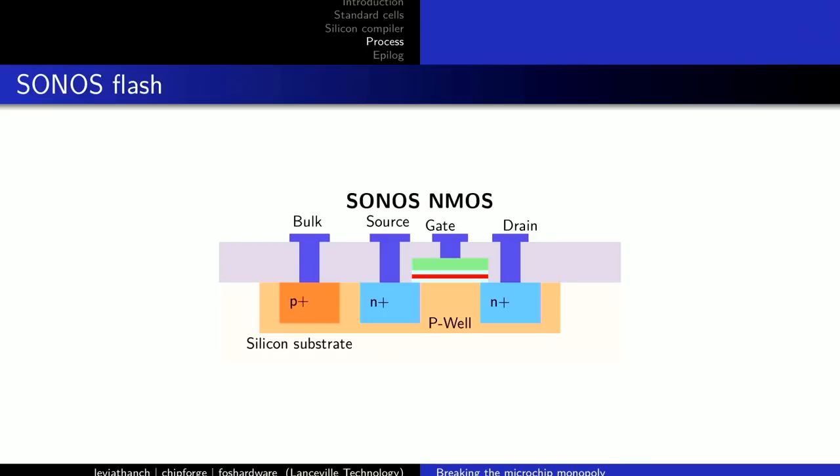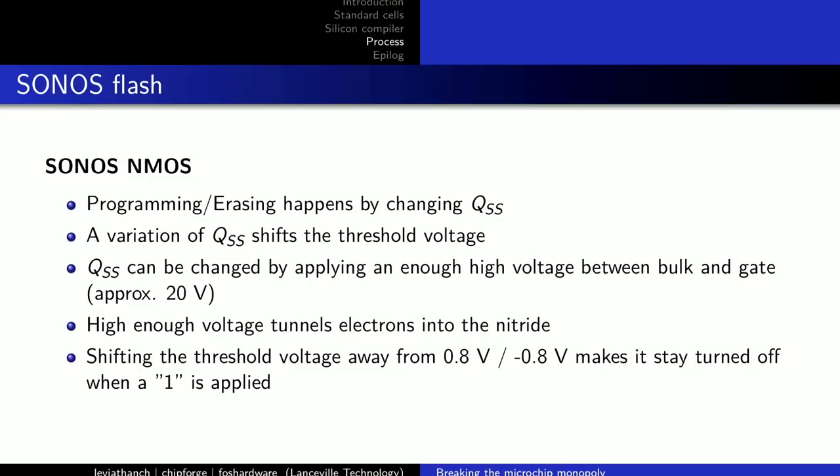So there you have a standard MOS, NMOS in this case, but you have a sandwich instead of a normal oxide layer. For the gate oxide, you have an oxide, nitride and oxide, and these oxide layers above and below the nitride are called tunnel oxides. The trick is that with a high enough energy, you tunnel electrons through the oxide into the nitride where they are trapped, and then you shift the operation voltage, the threshold of the transistor. And when you then put a one at it, it doesn't turn on anymore. That's essentially how the most used flash solution besides the normal floating gate works.